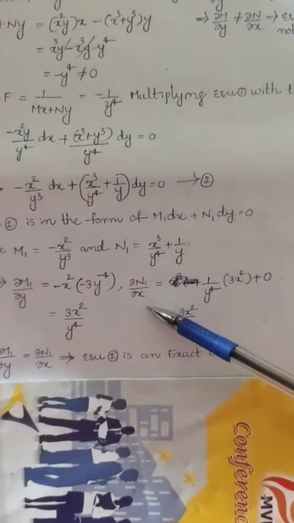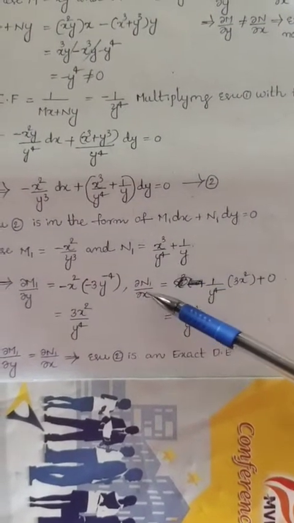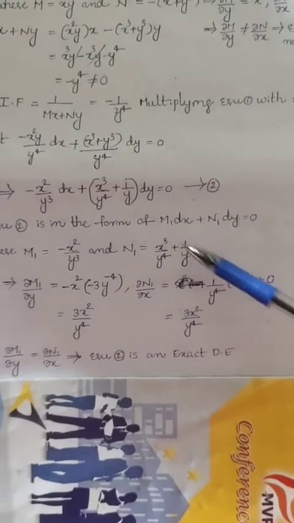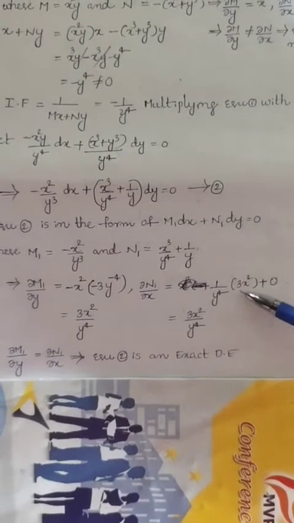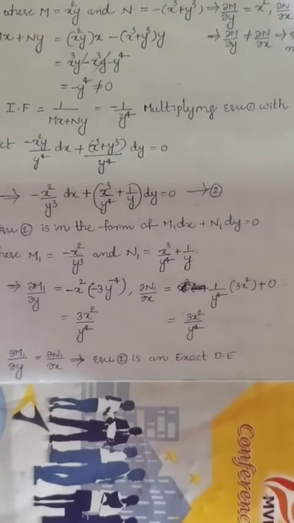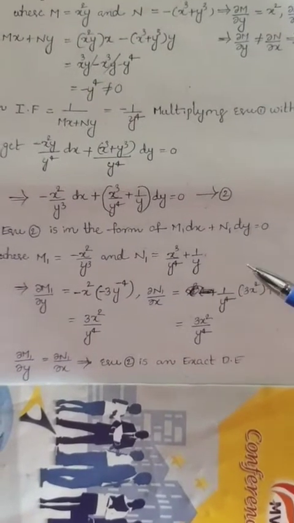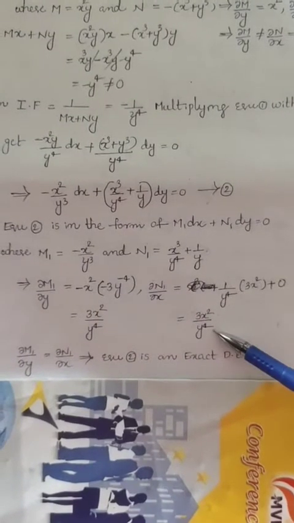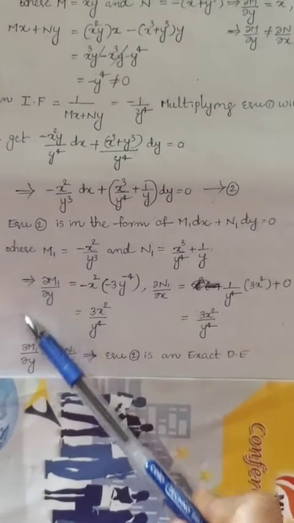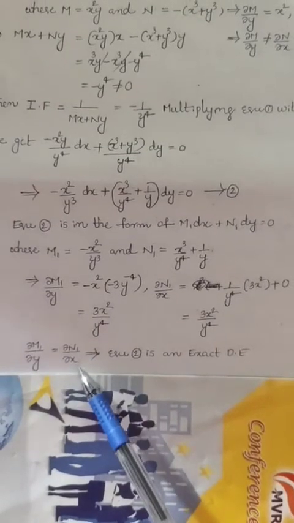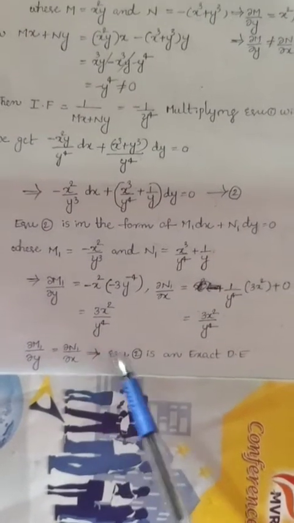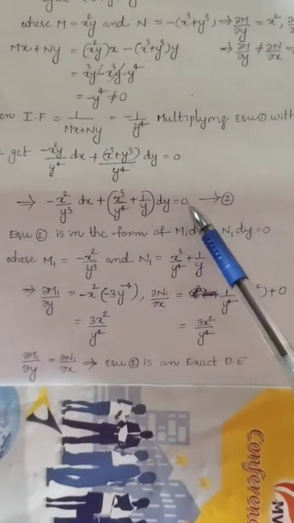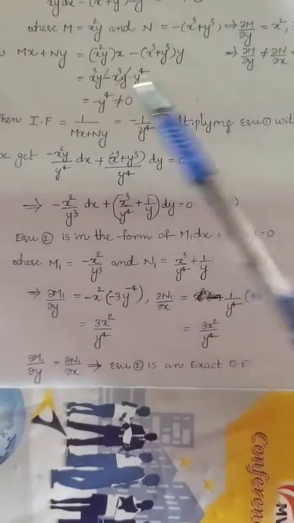Now dou N1 by dou x value: differentiating with respect to x, 1 by y power 4 is constant, differentiation of x cube is 3x square, and differentiation of 1 by y is 0. So we get 3x square by y power 4. Here dou M1 by dou y is equal to dou N1 by dou x. So both are equal. Therefore, equation 2 is an exact differential equation. So equation 2 becomes exact by multiplying it with the integrating factor.